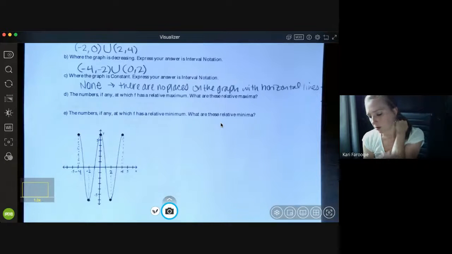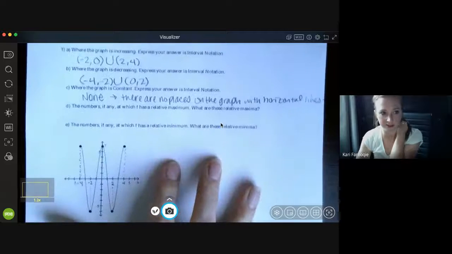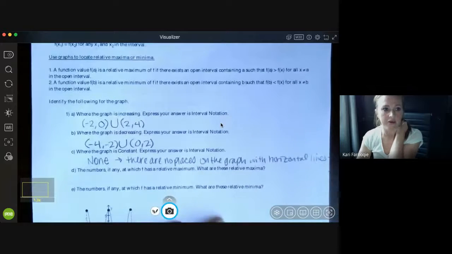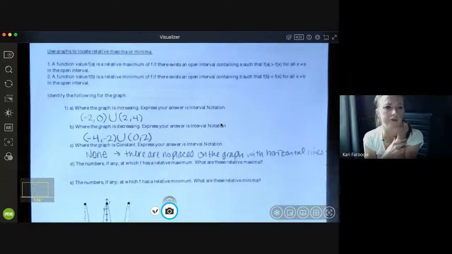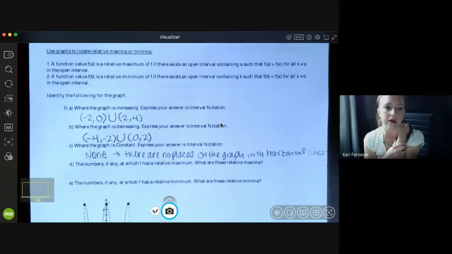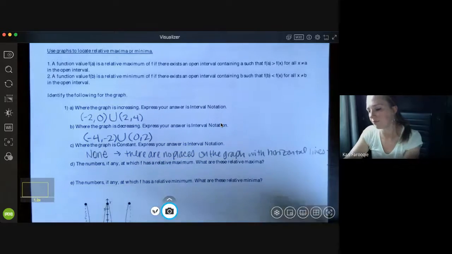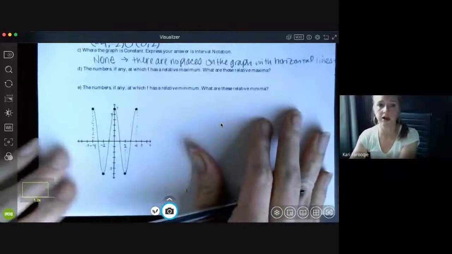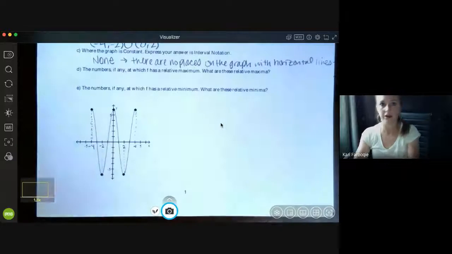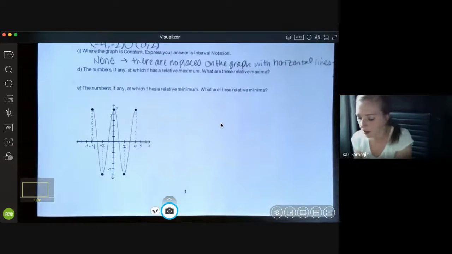Now we're looking at numbers, if any, at which f has a relative maximum. Now, this is kind of tricky too, and it's something that you have to go back to the definition for. A function value f of a is a relative maximum of f if there exists an open interval containing a, such that f of a is greater than f of x for all x not equal to a in the open interval. Now, an open interval means that you have to be able to look at a value from a certain point to the next.